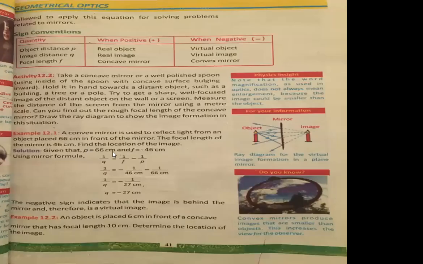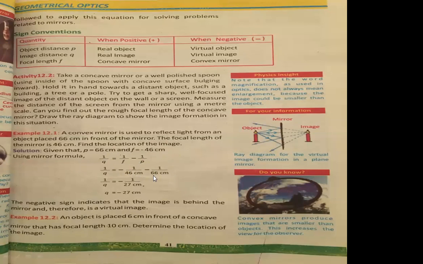Since f is given to me as 46, and it is a convex mirror, the focal length will be negative. That's why I'm putting minus 1 over 46. The minus sign is there because the focal length of a convex mirror is always negative. Minus the same, p will be 66.